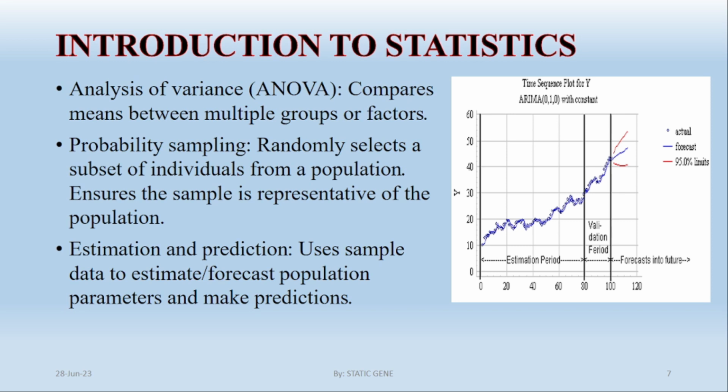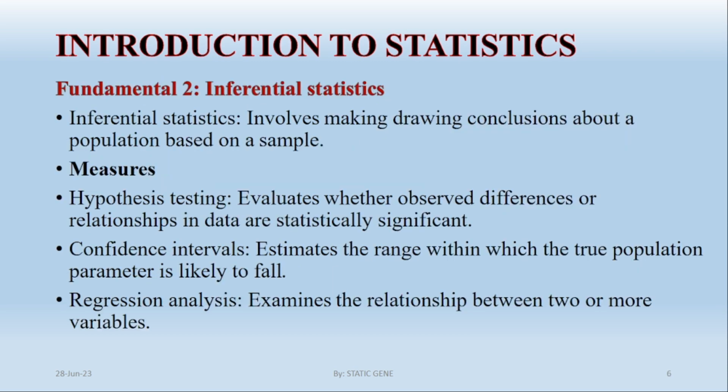And then there are also other inferential statistics that are based on assumptions. Those are known as probability sampling and also estimations and predictions. In probability sampling, you select a subset of individuals from a population so that they can be representative of the original population. Whatever you get from that sample, you then try to predict and estimate that, okay, if we had done this in the whole population, this is what would be the likely outcome. So that is all about inferential statistics.